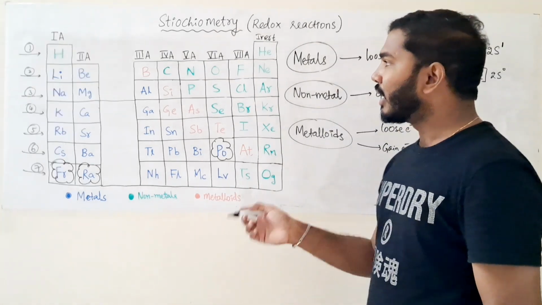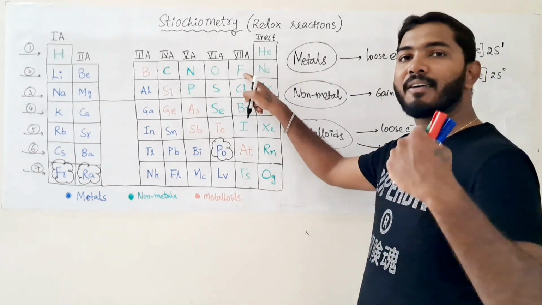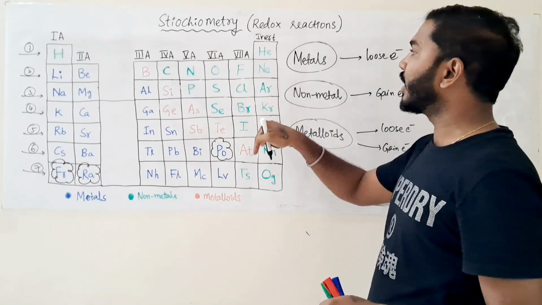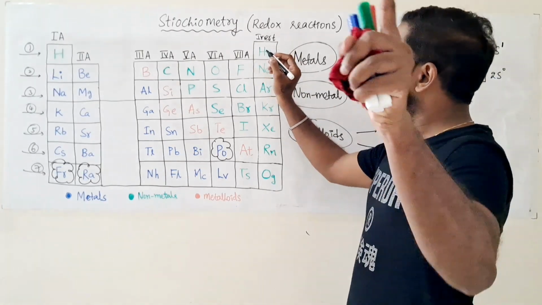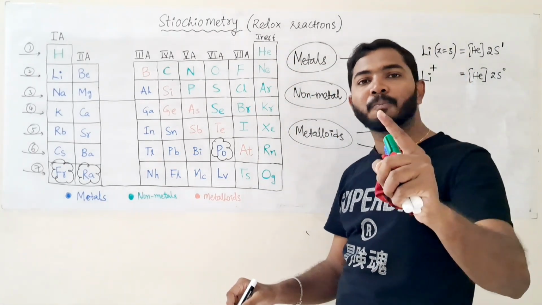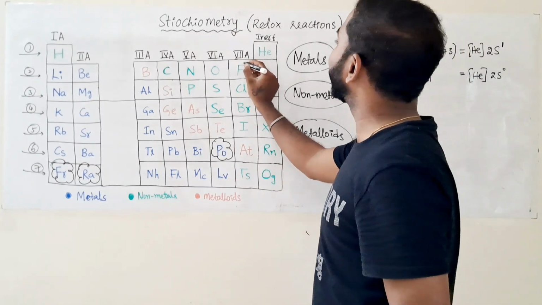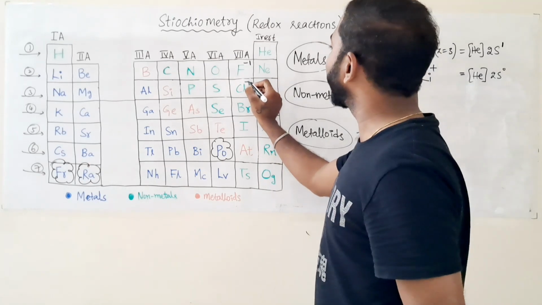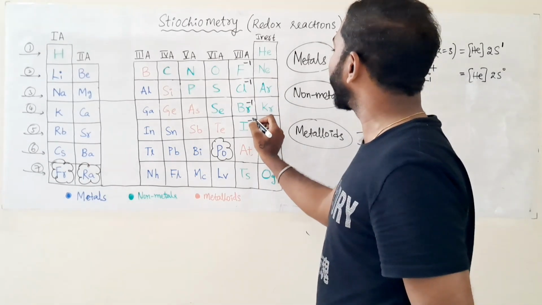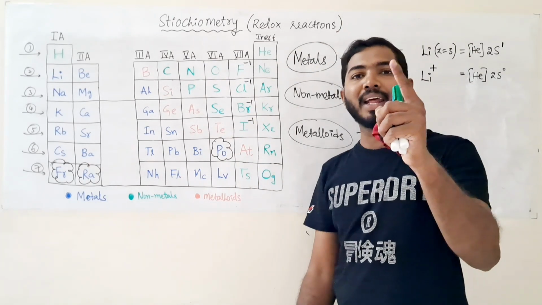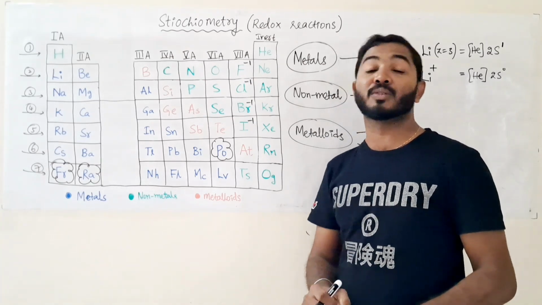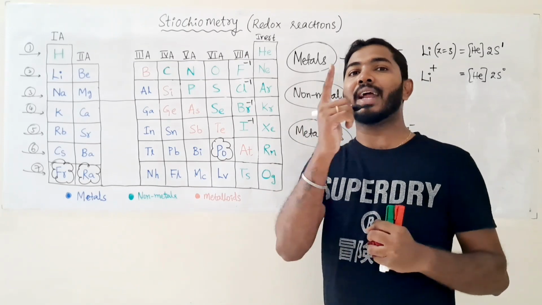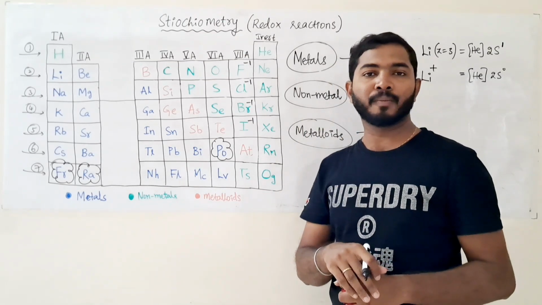So let me just go with this. Since fluorine has 7 valence electrons, and it is a non-metal, non-metals have a tendency to gain electrons. Now fluorine gains 1 electron and then it gets a -1 charge. And not only fluorine, chlorine, bromine, and iodine will also be gaining 1 electron. They are going to get a -1 charge. So non-metals will gain electrons and get negatively charged.